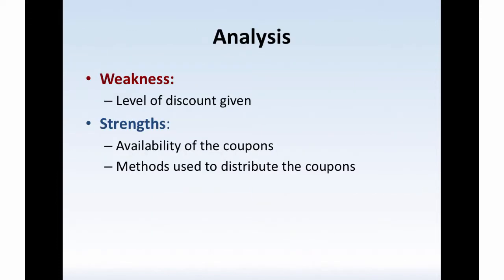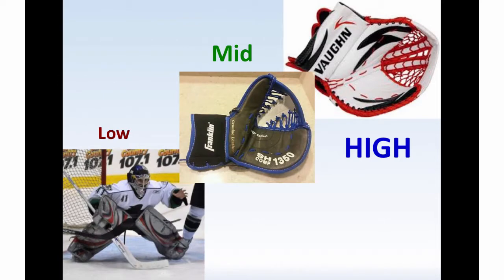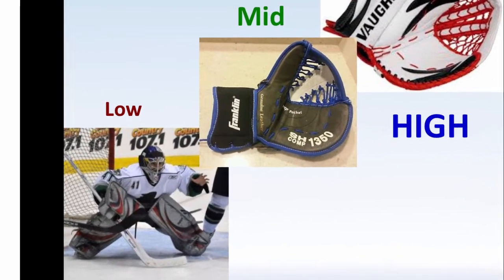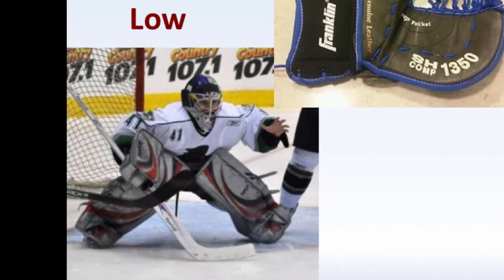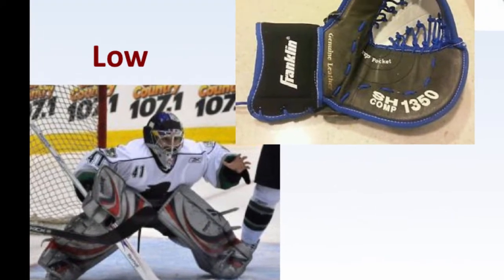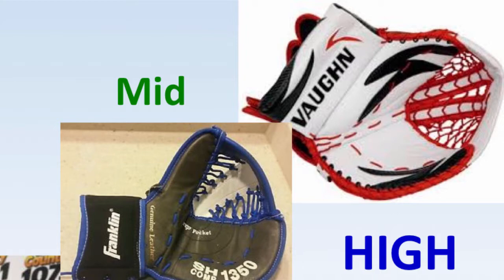So once again, just to reiterate what I said, level of discount, that's a huge weakness for us. That's something we really need to work on. And then our strengths are the availability of the coupons and then the methods that they're being distributed. Right now, the level of performance, we're making them be a goaltender with no glove. We want to give them that high quality Vaughn glove up there. That's the level we're looking to get.